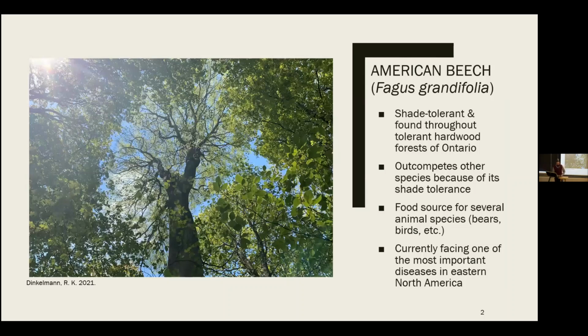So American beech, or Fagus grandifolia, is a shade-tolerant deciduous tree species found throughout the tolerant hardwood forests of central and southern Ontario. Beech typically doesn't have a high timber value, but its management is important in production forest settings because its shade tolerance inhibits the regeneration and growth of other more desirable tree species. Beech is a food source for a few animal species, including some birds, some rodents, and black bear. And beech is currently facing one of the most important forest diseases in Eastern North America, beech bark disease.